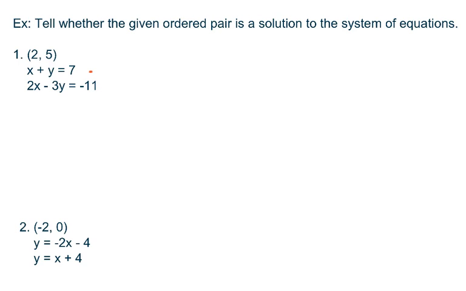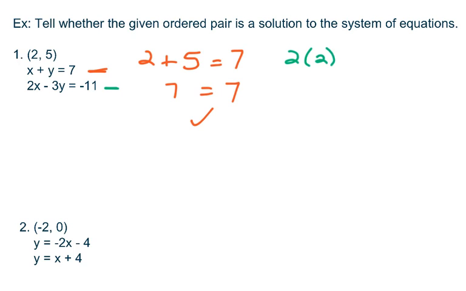Okay, so we'll do the first one here in red. So the x value is 2 plus my y value of 5 equals 7. Now obviously this is a pretty basic one. 7 is equal to 7. That checks out. Okay, so once we get a true statement for the first one, then we need to go check the second one. Okay, so we'll plug in 2, and then we got an x value of 2 minus 3 times my y value of 5, and we're going to see if that's negative 11.